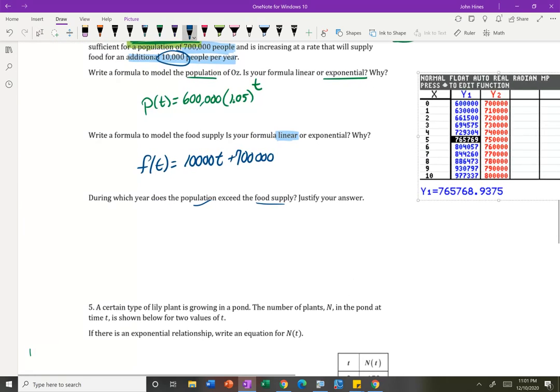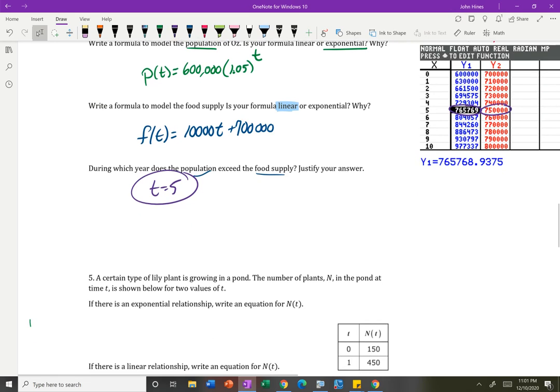Let me label this. This is population, and this here is food. Population and food. So when does it happen? At year 5. T equals 5. That's when the population finally beats the food.